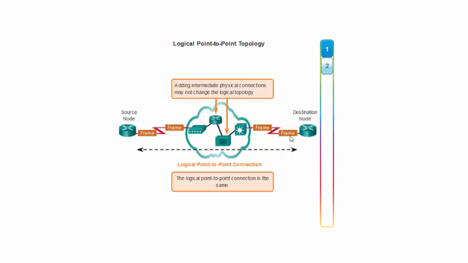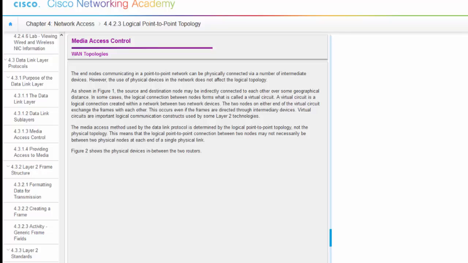In other words, those two routers use logical point-to-point topology, not physical, because the physical topology actually contains many other devices in the middle. Very frequently, the logical point-to-point connection like this uses an access method which uses some type of a virtual circuit.